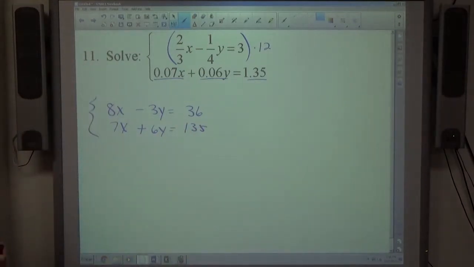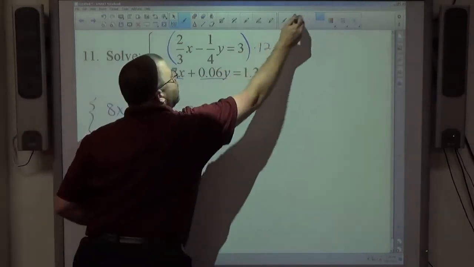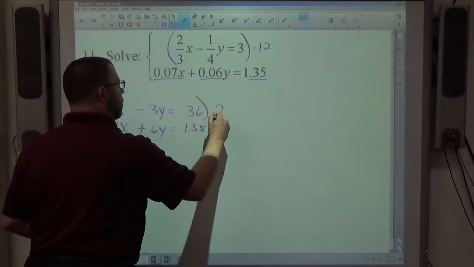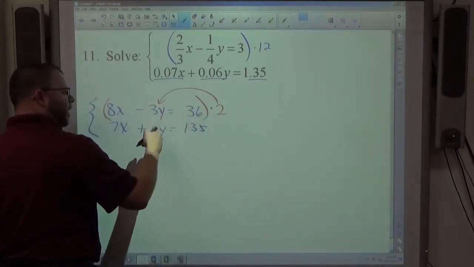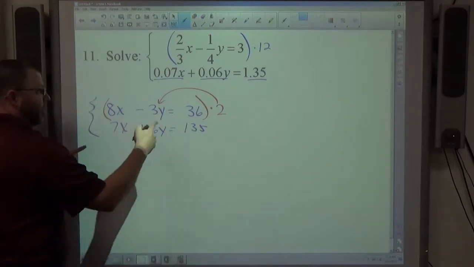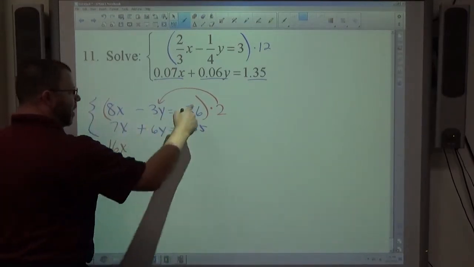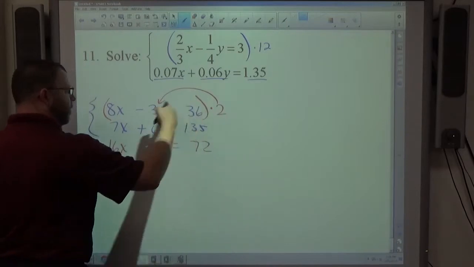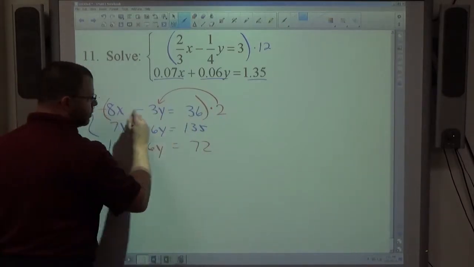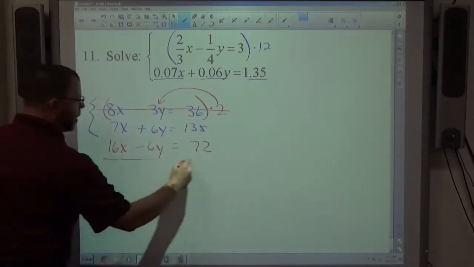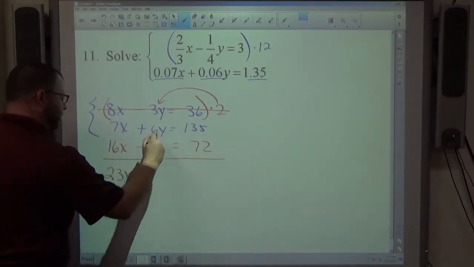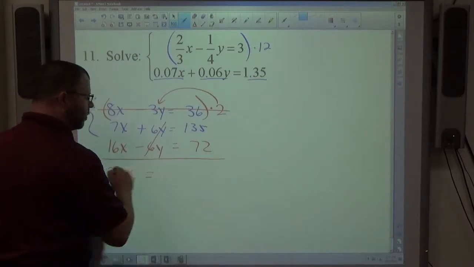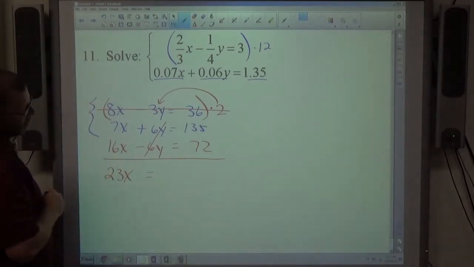Now it's just a basic system of equations, all integer values. Eliminating y would be the easiest. If I double the top of this, that makes negative 6y to go with that positive 6y, and the consequence is that this becomes 16x, and this becomes 72, and of course, the negative 6y we wanted. So, instead of having that equation, we have this one on the bottom. If I add the equations together, 7 plus 16 is 23x, positive and negative 6y cancel, 135 plus 72 is 207.